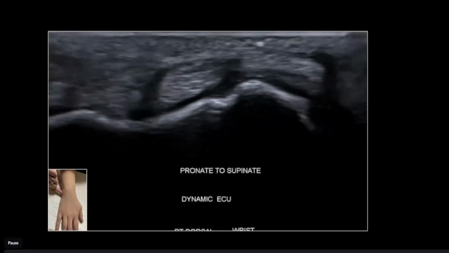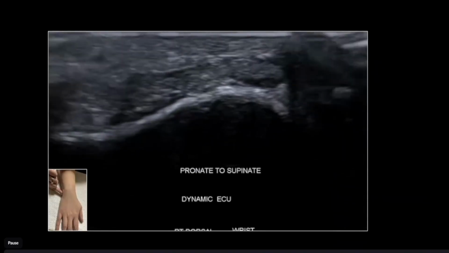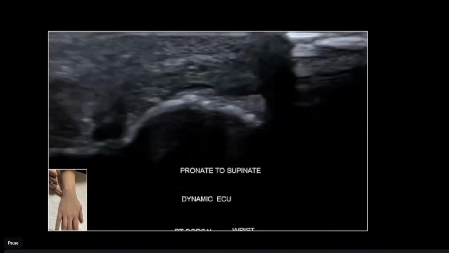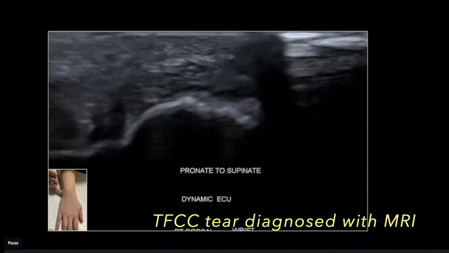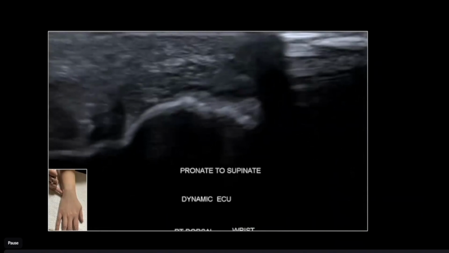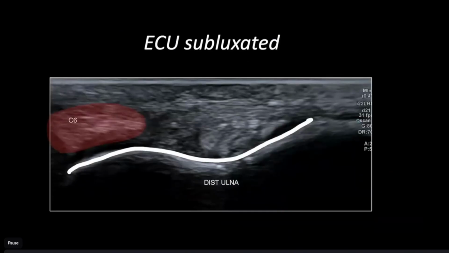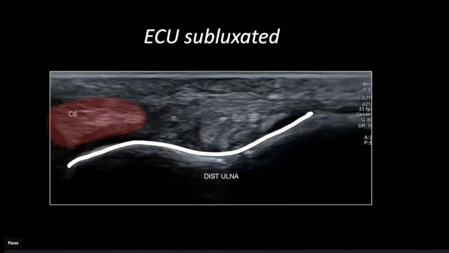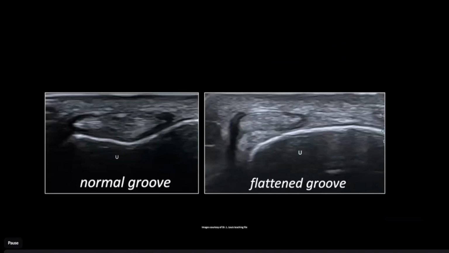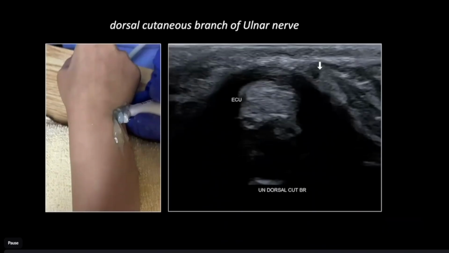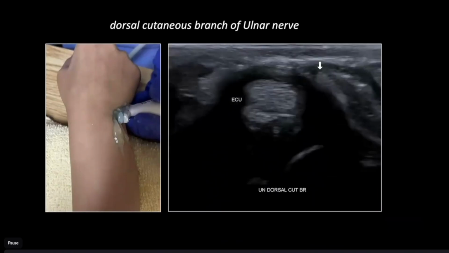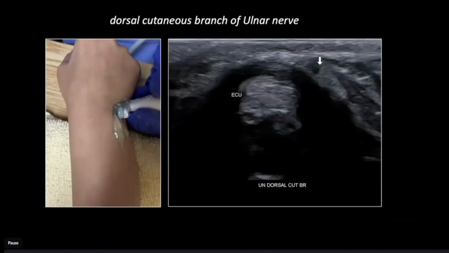And this was a case of a hospital worker who was moving a patient and felt pain at her ulnar wrist and ended up being diagnosed with a massive tear of her TFCC and subsheath tear of ECU. This is just an image showing it subluxated out of the groove. And also maybe you might see a flattened groove, which might predispose to subluxation. Also remember there's a little nerve that travels over ECU. That's the dorsocutaneous branch of the ulnar nerve. Sometimes that's involved in pathology.